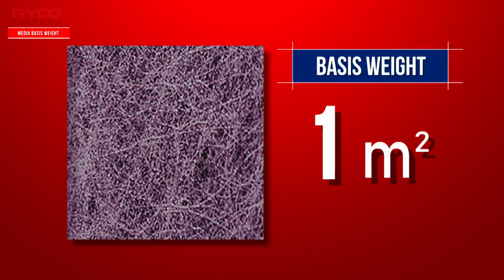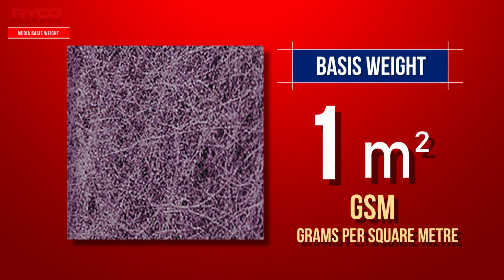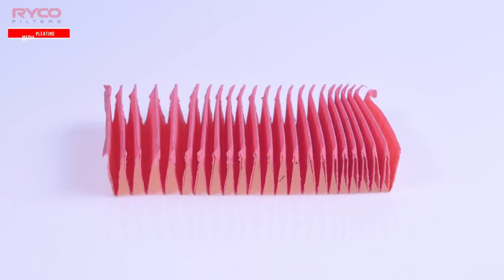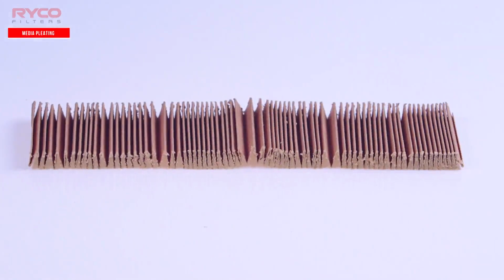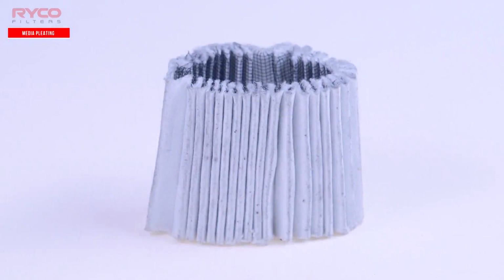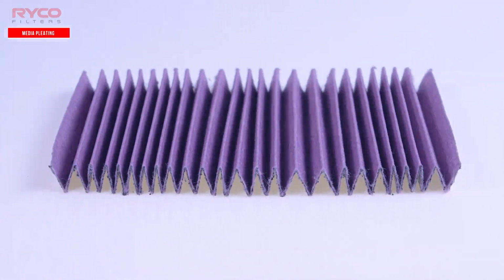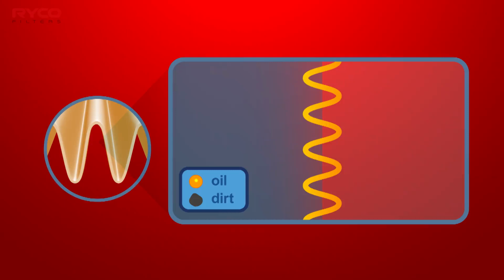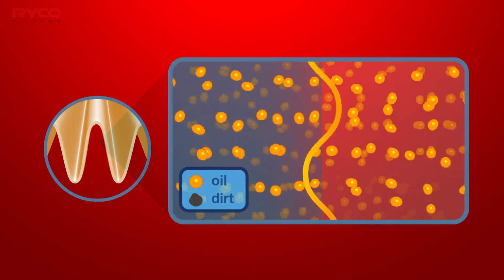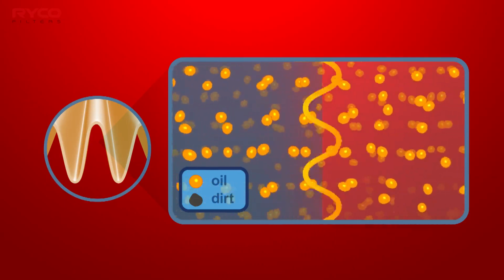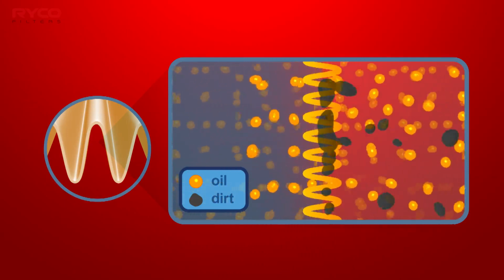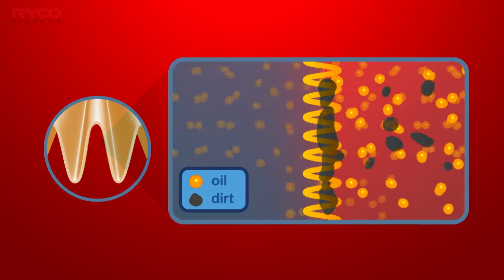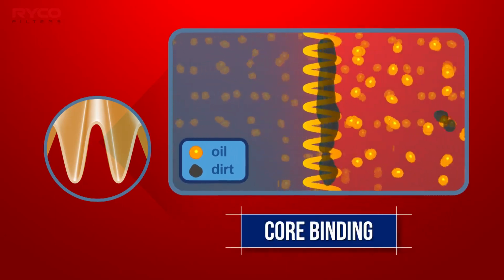Basis weight is the value given when measuring 1 square metre of filter paper. The SI unit is GSM, or grams per square metre. Filter design is a balance between efficiency, life and flow. Media pleating has a direct bearing on the flow rate, as the number of pleats will determine the amount of media used. Too few pleats equals little media and a low capacity, although too many pleats will result in flow problems as the media bunches together. This is known as core binding.